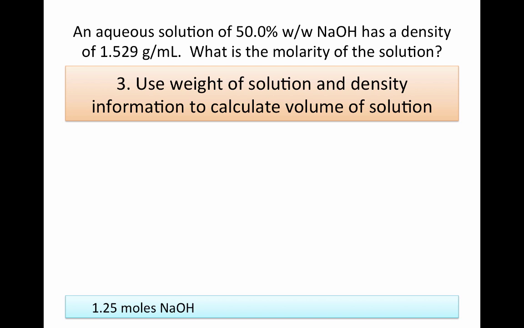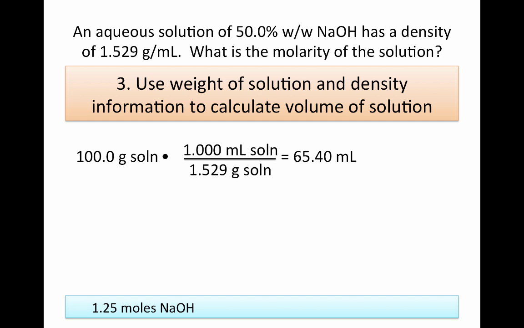Now the mass of the solution, again, at the beginning, we assumed it was 100 grams. And we need to convert that into a volume, and we use the density as that conversion factor. So for every milliliter of solution, we have 1.529 grams. So 100 grams of solution is 65.4 milliliters.